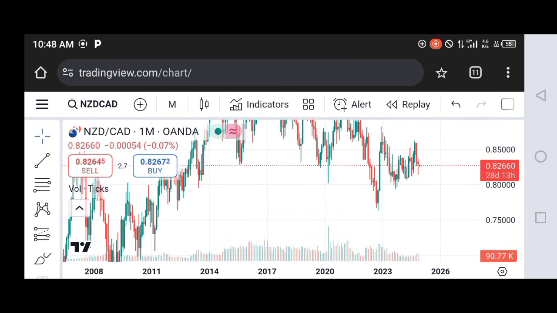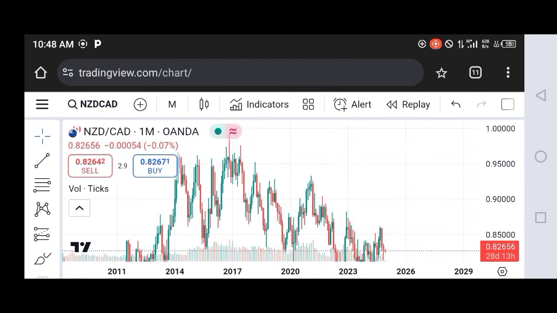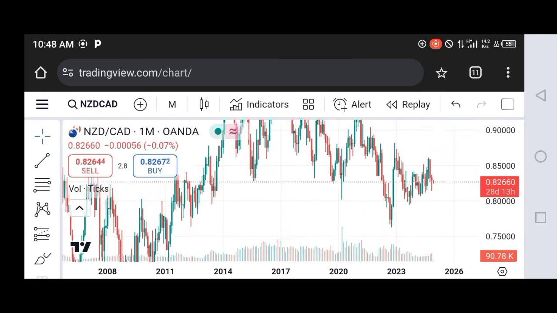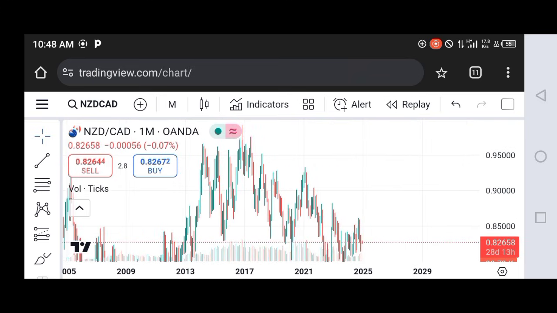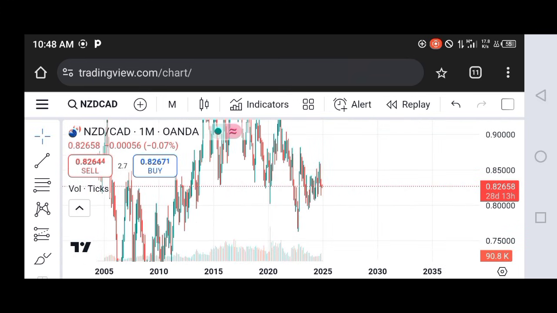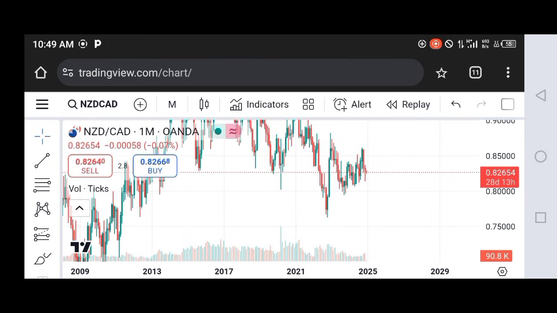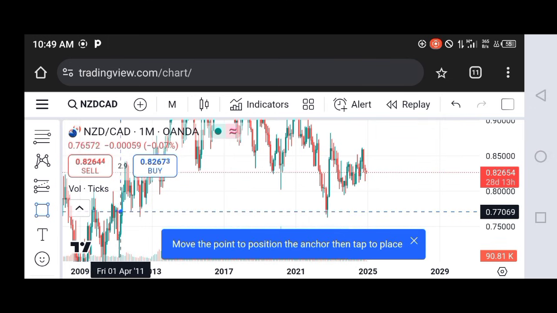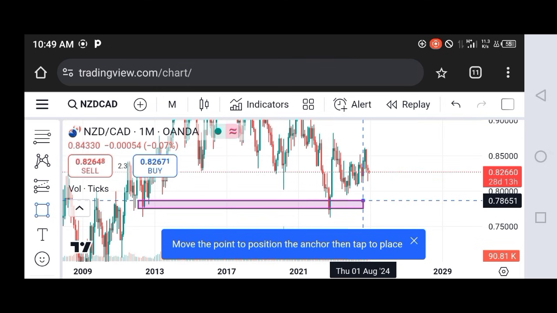For this particular pair, which is NZD CAD, you can see the market was in an uptrend from this point. Then all of a sudden, the market came down to this point and started doing a bit of a retracement to the downside. Now on this monthly time frame, you can see the market came up to a particular area. Let me pick up this rectangle to show you guys this. The market came up to this point, and the market started pushing up again.